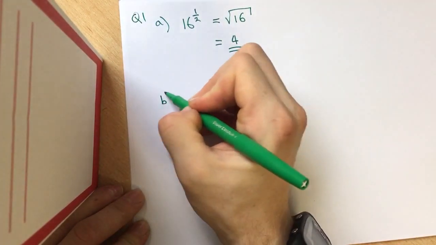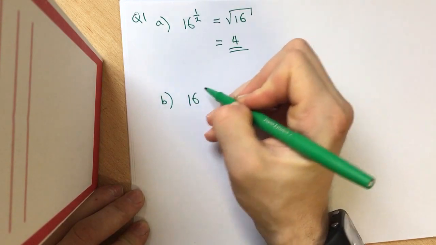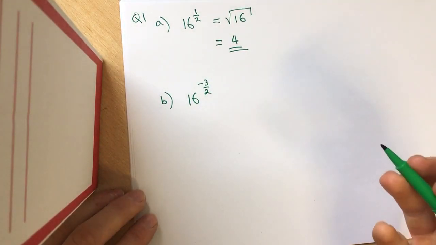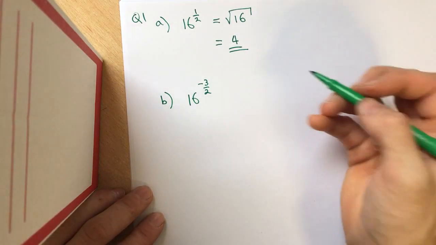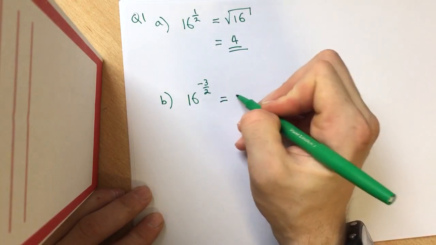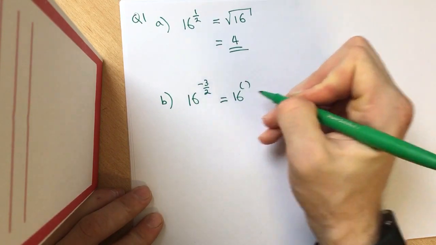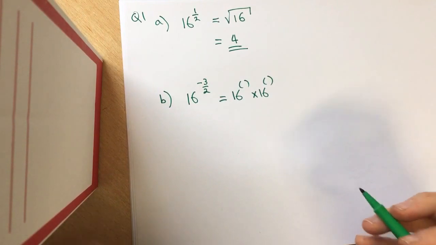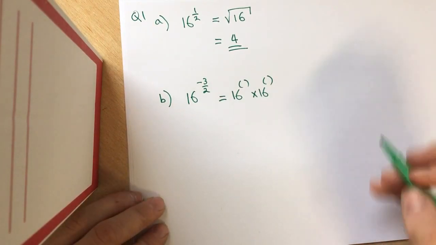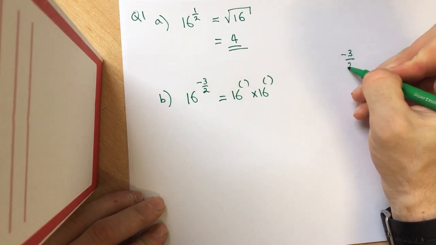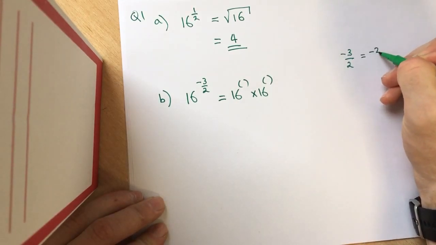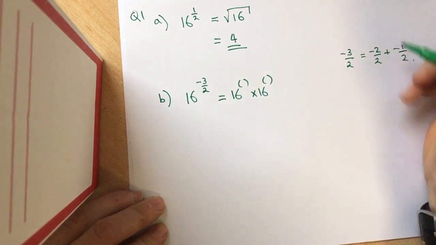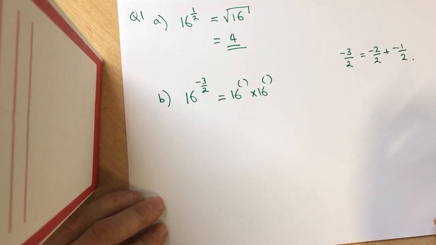Part B is write down the value of 16 to the minus 3 over 2. So we'd like to express this as two powers to make it a little bit simpler. What we're looking for is 16 to some fraction times 16 to some fraction, as when we multiply the same numbers, their index powers add. So if we break down minus 3 over 2, we can break this into minus 2 over 2 add minus 1/2, as that's how we add fractions.